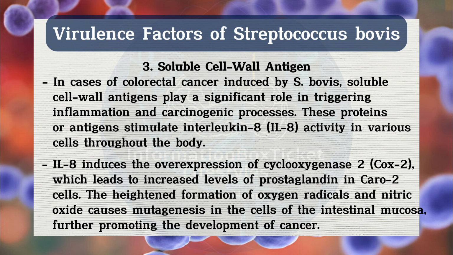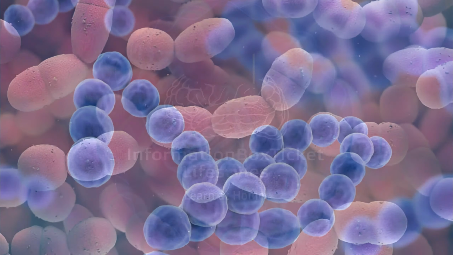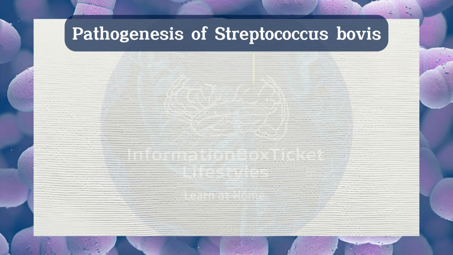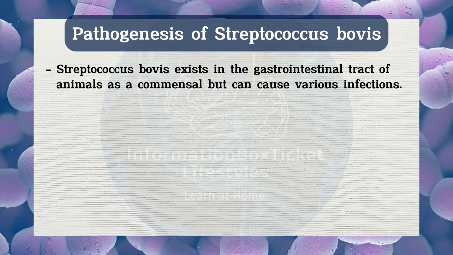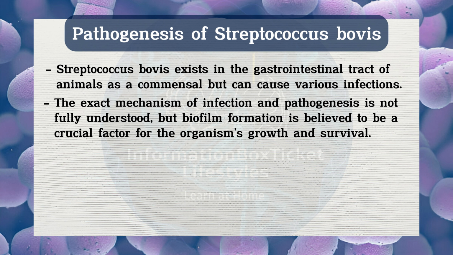The heightened formation of oxygen radicals and nitric oxide causes mutagenesis in the cells of the intestinal mucosa, further promoting the development of cancer. Pathogenesis of Streptococcus bovis. Streptococcus bovis exists in the gastrointestinal tract of animals as a commensal, but can cause various infections. The exact mechanism of infection and pathogenesis is not fully understood, but biofilm formation is believed to be a crucial factor for the organism's growth and survival.